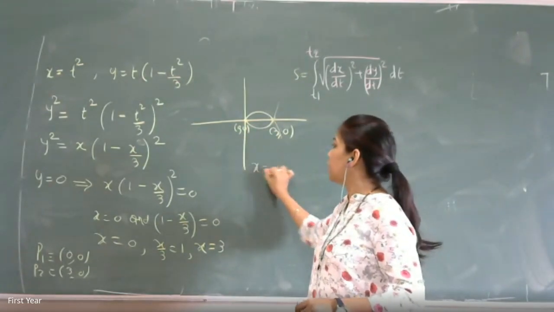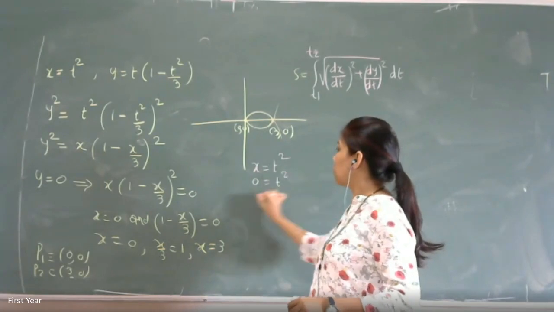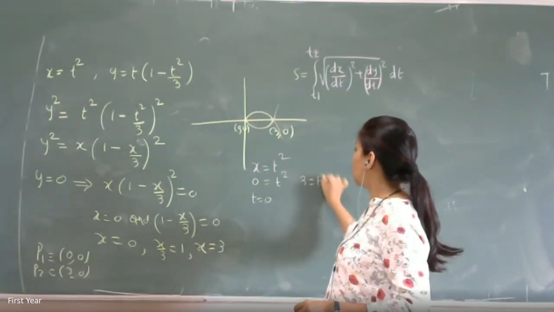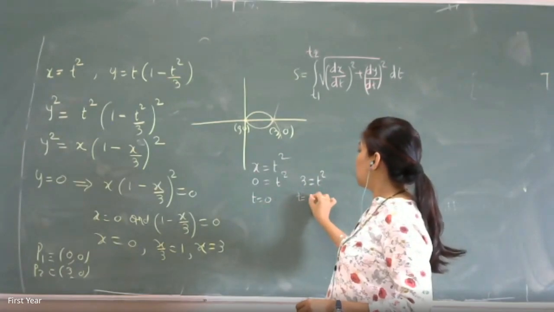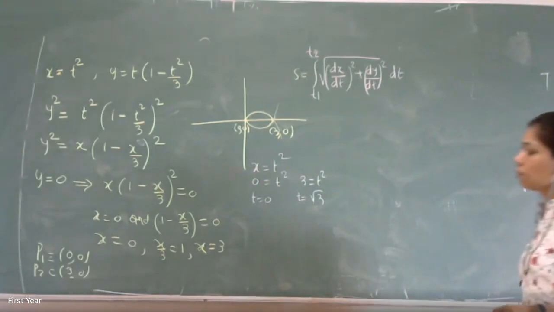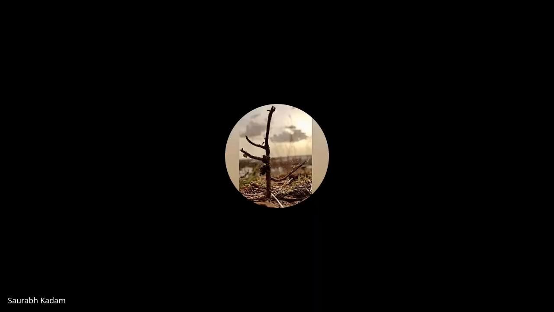So x is t square. So when x is 0, t is 0. Correct? And when x is 3, 3 is t square, so t will be root 3, which I want to make plus root 3. Is it okay? Because you can see it is plus or minus, but which will we take? We will take plus. Is it okay? Yes, ma'am. So what will be s now?